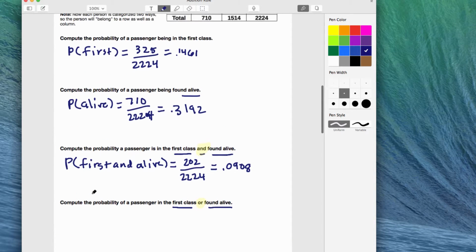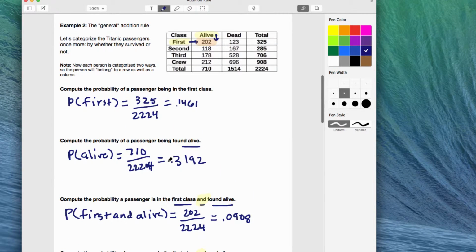So I'm going to go back up to the table and look at it a little bit more. If the person is found alive, they could have fallen in any of these sections. So the 202 anywhere down to the 212. So that's the people who are found alive. If you're in the first class, you are in that first row.